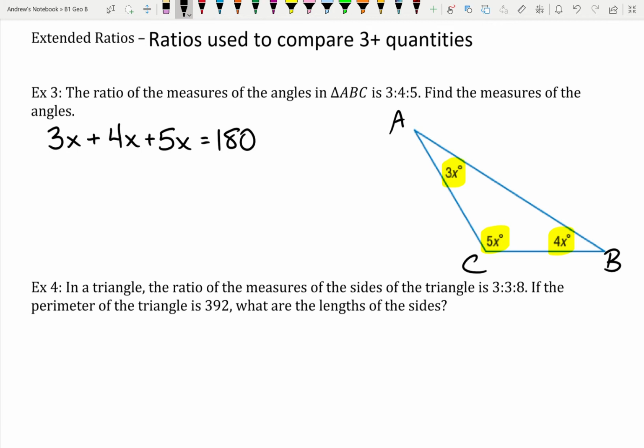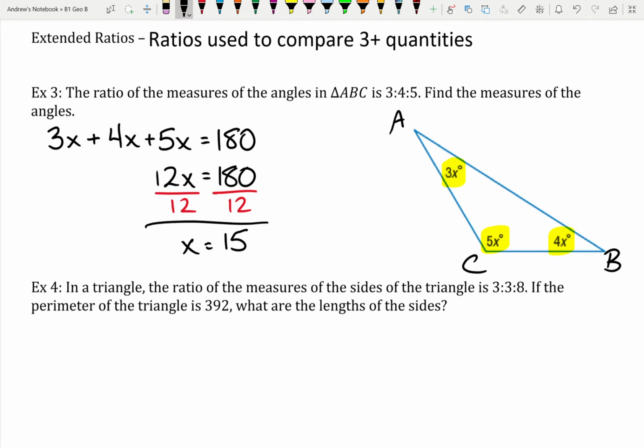So 3x plus 4x plus 5x all smushes together to give 12x. Then to get that x by itself, we have to divide everything on each side by 12. When I do that, I'm going to find out that my x is 15. So this is pretty big, but we haven't quite finished the problem yet. It wants us to actually find the measures of the angles.